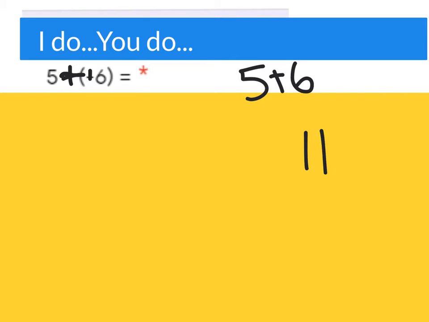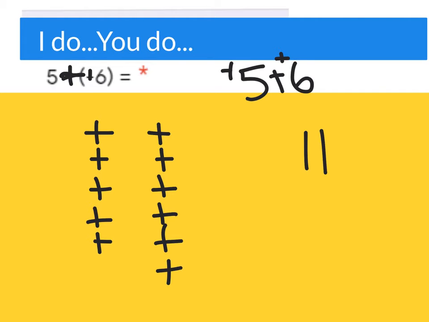Now, we really should be thinking about positive 5 and positive 6. They're on the same team, so we get 11. So kind of like that last one, positive 5 would look like this. They meet up with positive 6. And they don't fight each other. They just make one larger group of positive 11.